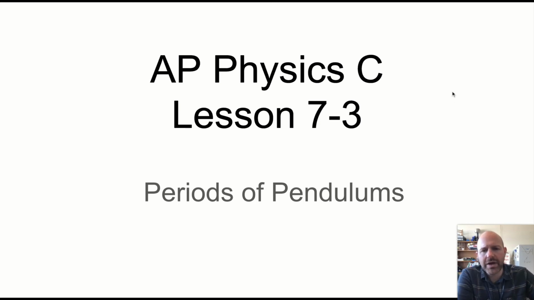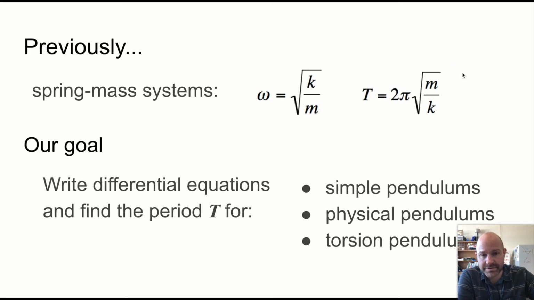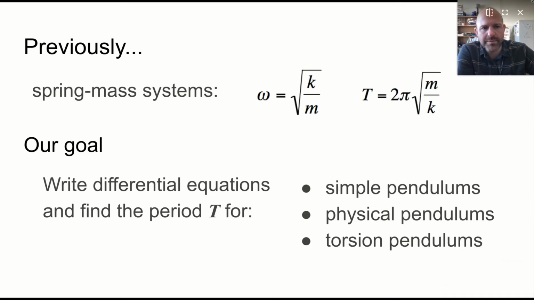We're going to take another look at the period of a simple harmonic oscillator, but this time we're going to look at pendulums. We already know the period for a mass spring system. Omega, the angular frequency, and period are things that we've calculated. And so what we want to do is do that same differential equation process for a simple pendulum, which is the big one, also a physical pendulum, where it has some moment of inertia that can't be described by just a single mass, and a torsional pendulum, and see how they all follow this same process.